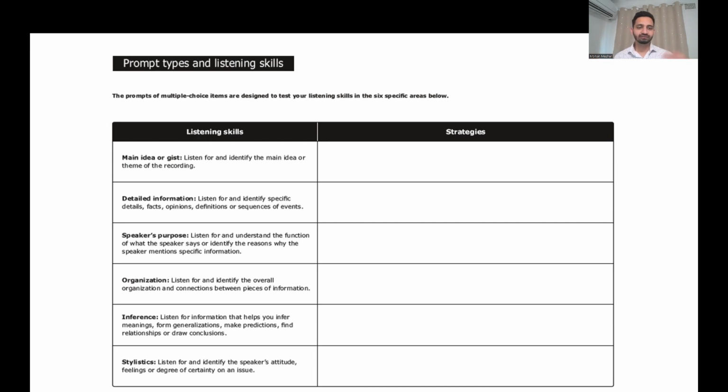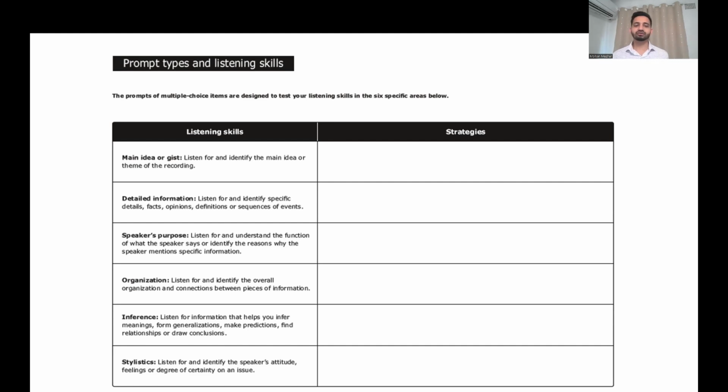All right. Then it could also ask about detailed information, right? So if I ask you about a particular detail, you've got to listen for and identify specific details. It could be asking you about facts, opinions, definitions, or sequence of events. You've got to focus on those particular details that are asked in the prompt, okay?